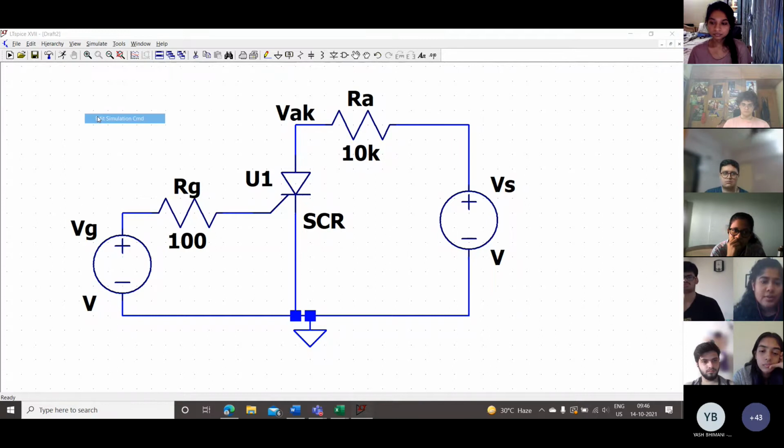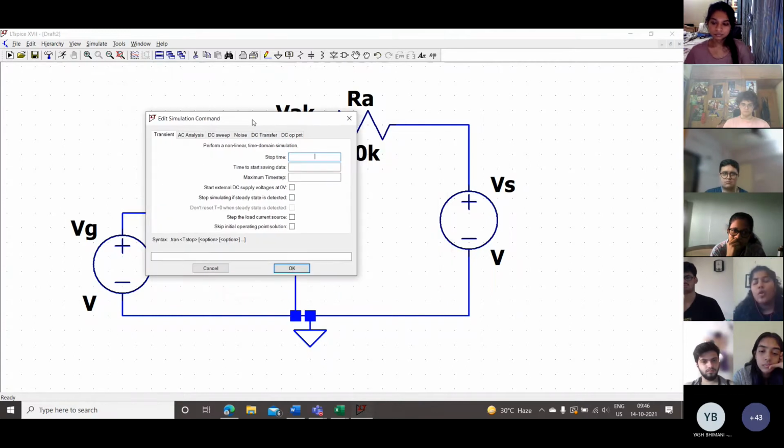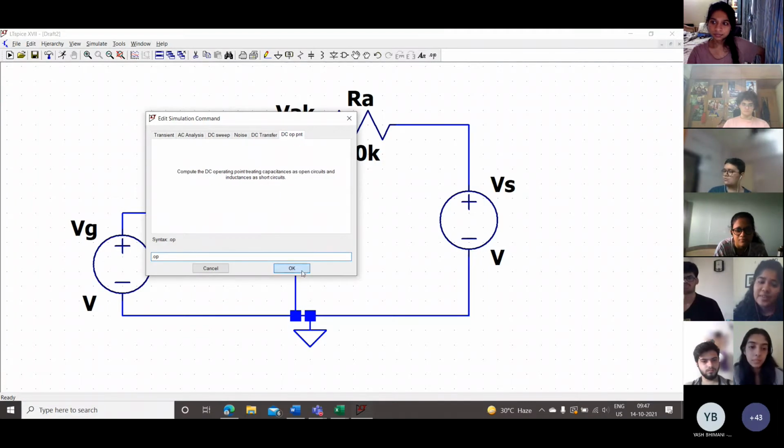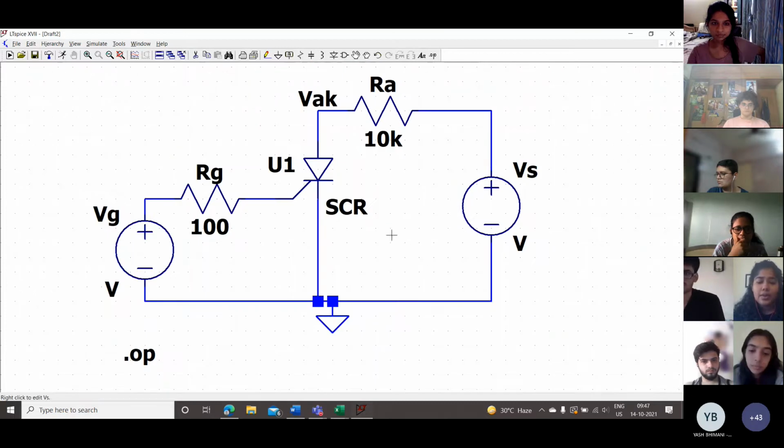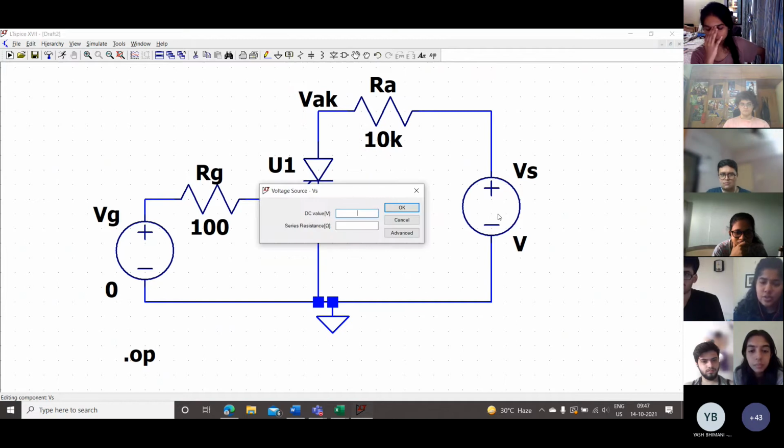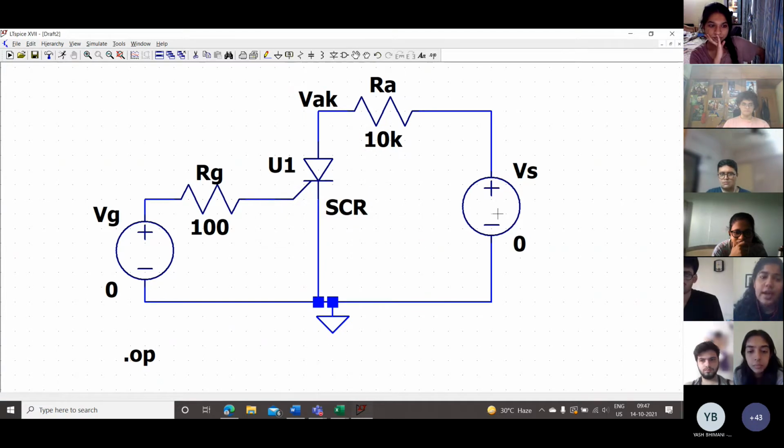Okay. Now, I'm just going to open my simulation command. Out of all of these, if I want to observe the instantaneous voltage, DC voltage, which of these types of simulation should I use? Any guesses? Dot OP. That's right, it is .op. So I'm just going to go ahead and place this .op right here. And we are going to give, for now, let's give this 0 volts and let's give this 0 volts too. We just want to see what's going to happen the moment we run our simulation.